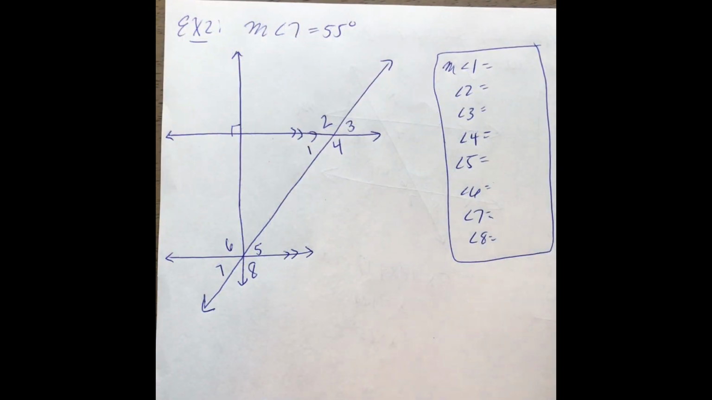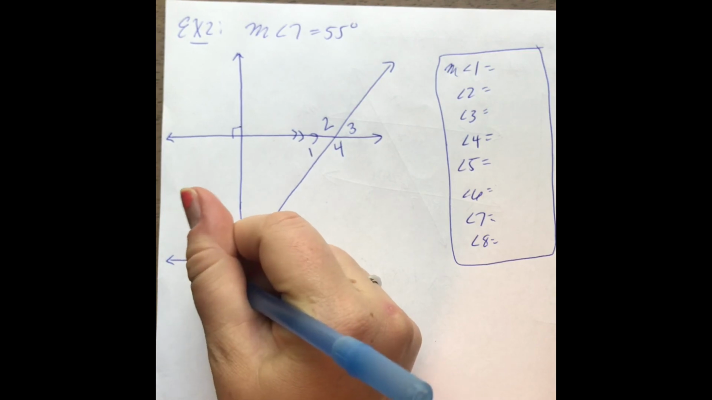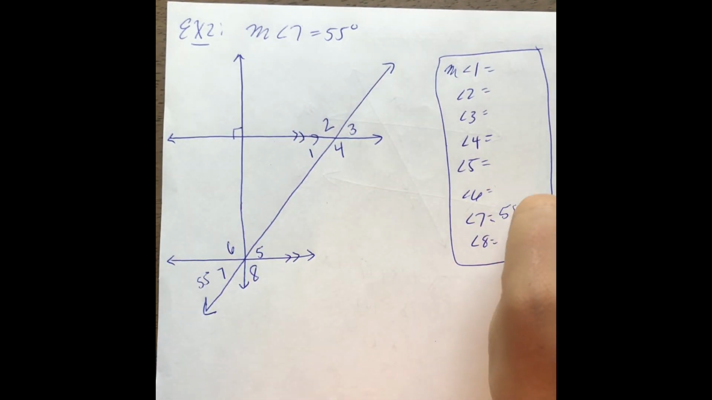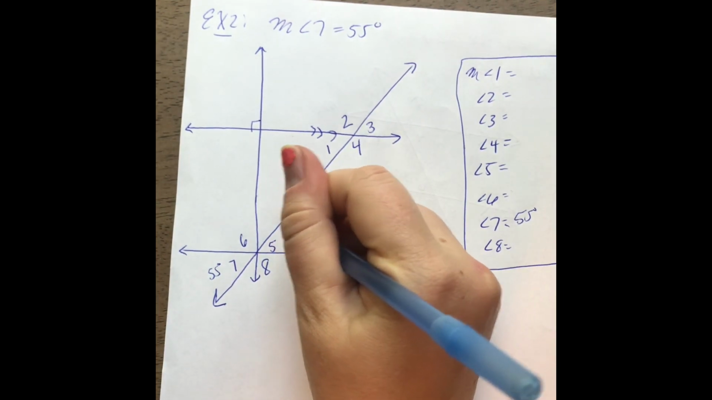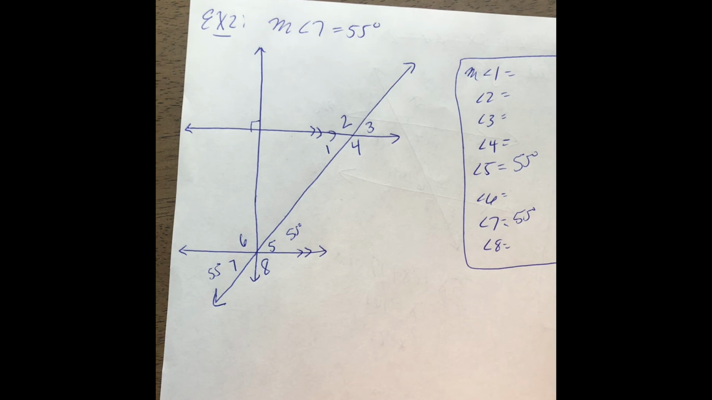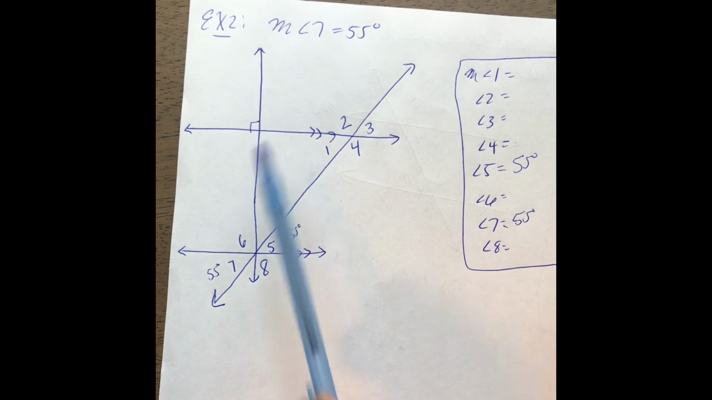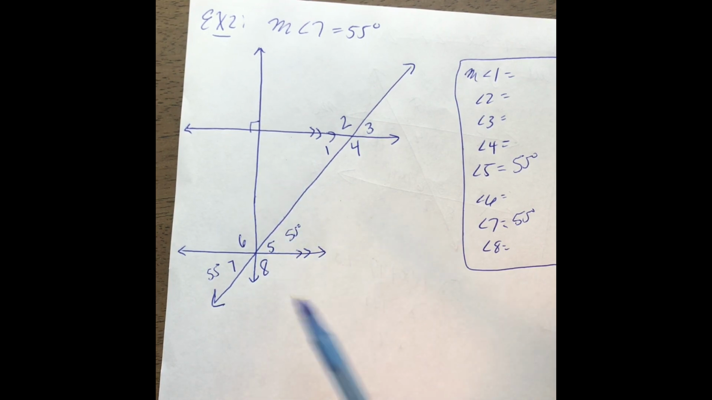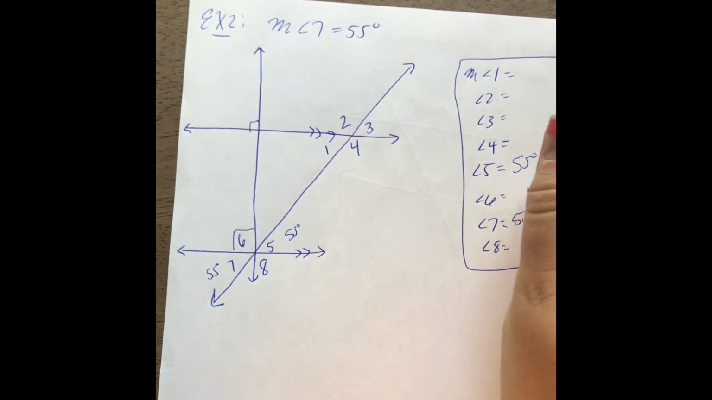All right, example number 2 is a little bit more difficult. We know that angle 7 is 55 degrees, so I'm going to label that, and I'm also going to label it here. If 7 is 55, then we know 5 also has to be 55 degrees because they are vertical angles. What we also know is that this line is perpendicular to this parallel line, which means it also has to be perpendicular to this one. So that makes angle 6 90 degrees.